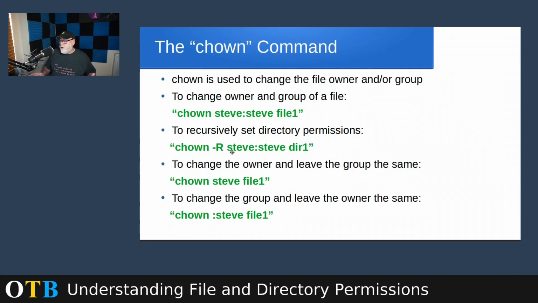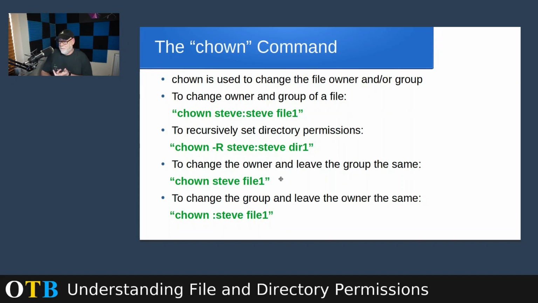If you just wanted to change the owner, leave the group exactly the same, well, that's even simpler. Just chown Steve file1. So in that example I used before, where we've taken a file that has an owner called Bob and a group called Bob, if I issued the command chown Steve file1, the output would be owner Steve, group Bob, file1.